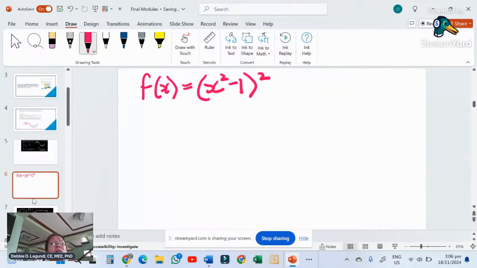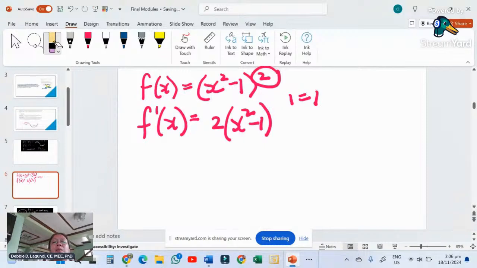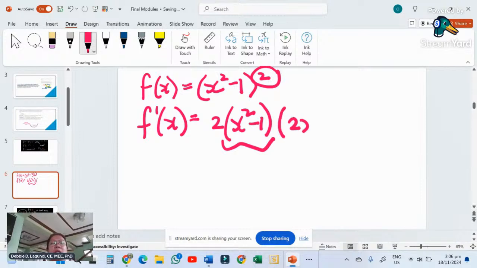So what will you do? You have to get f prime of x. This is the chain rule. You put the 2 in front, and the base x squared minus 1, with the power 2 minus 1, which is 1, so you don't need to write the power. Then, because it's a chain rule, you have to get the derivative of the expression in the bracket, which is 2x. Now we have done the derivative.